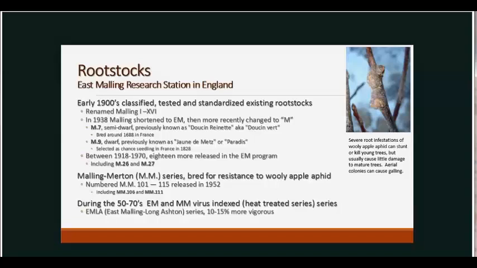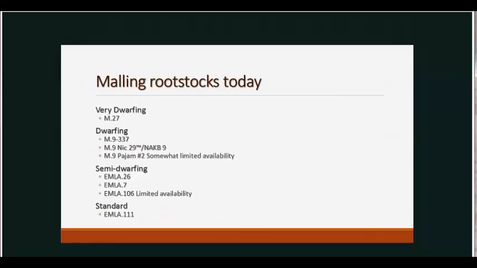And I will be covering these in a lot more detail so that you can see the individual characteristics of them. So this is just a summary of what we've got. As I say, very dwarfing is the M27. Dwarfing, there are several clones of M9, and I'll go over some detail. And I mentioned I'm not going to go over the M9 Pajam number 2 because it has somewhat limited availability. So I won't go over anything that you might have trouble laying your hands on.